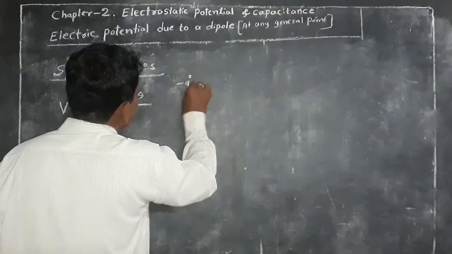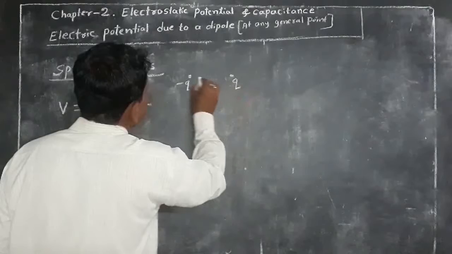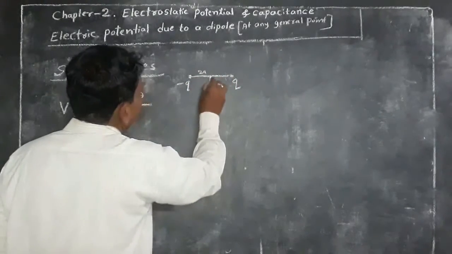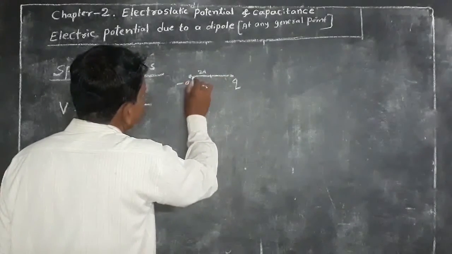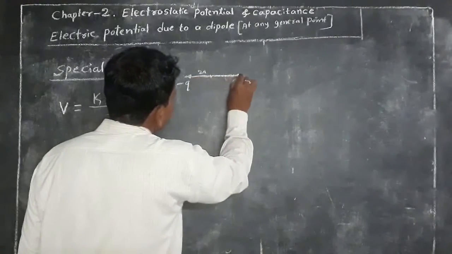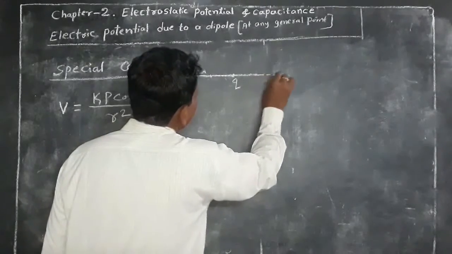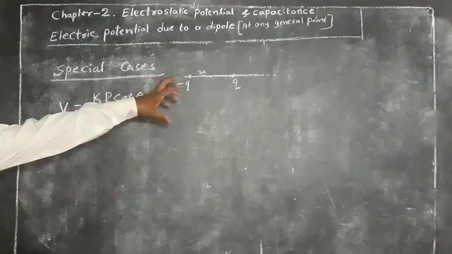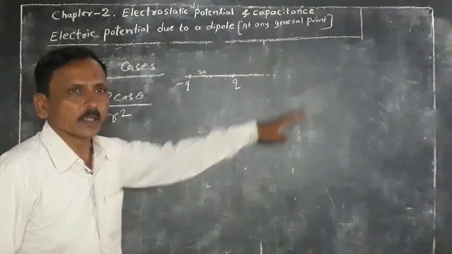Consider this is the dipole, minus q and plus q, separated by distance 2a, and O is the midpoint of the dipole. Any line that passes through the poles of a dipole is called the axial line. Then what is the potential due to a dipole on the axial line?